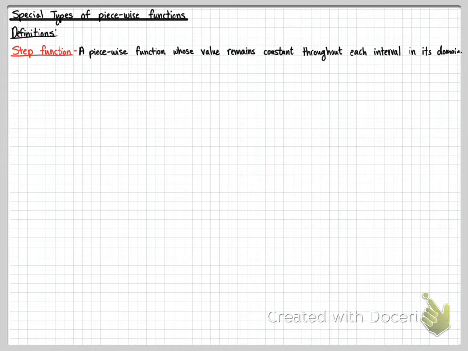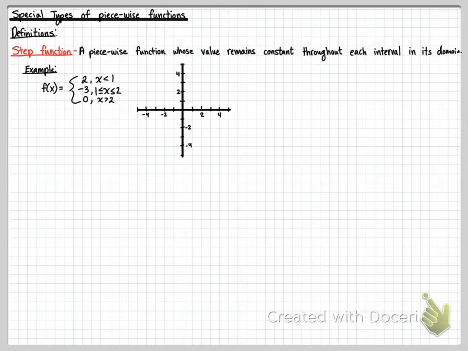Okay, now a step function is a piecewise function whose value remains constant throughout each interval in its domain. So this is what this means. Look at all these functions right here. Do you see how they have no x's? It's f of x equals 2, f of x equals negative 3, and f of x equals 0. F of x is the same thing as y.